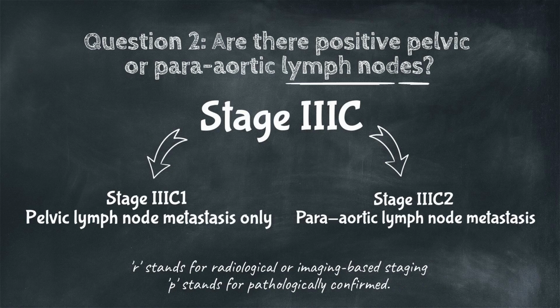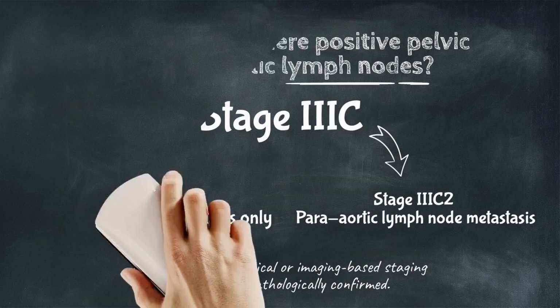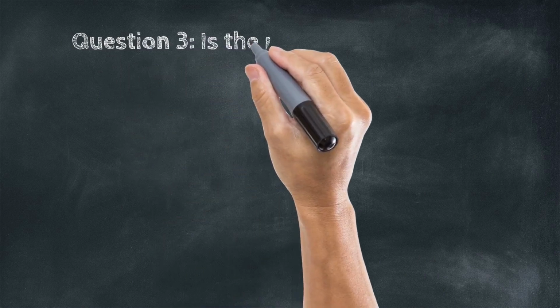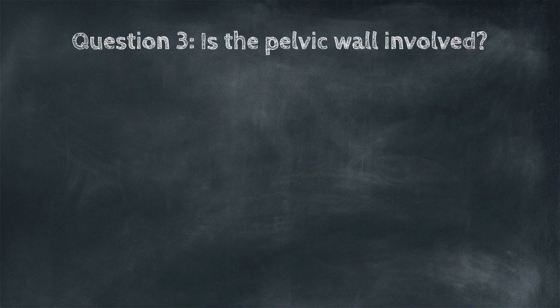R stands for radiological or imaging-based staging, whilst P stands for pathologically confirmed. For example, if a PET CT scan shows positive lymph nodes, you'd write stage 3C1R. If there is no spread to lymph nodes, then move on to the next question.